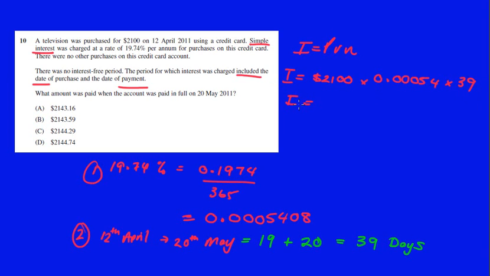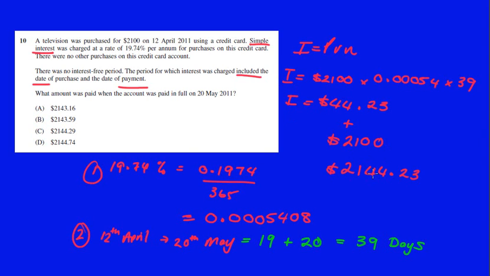Now it says what amount was paid when the account was paid in full. Well, that means I have to figure out first of all what my interest is going to be. Then I'm going to add on that interest to the original amount that I borrowed. Okay, and that will give me my answer. So the interest, if I do that in my calculator, is $44.23. I'm now going to add that on to the original $2,100 to give my final answer of 2144.23.